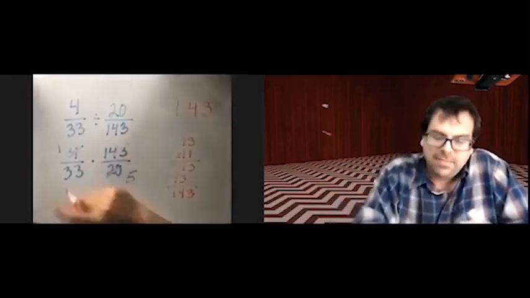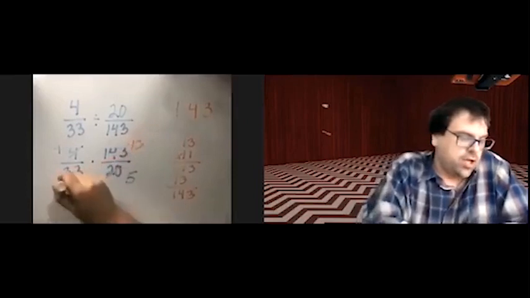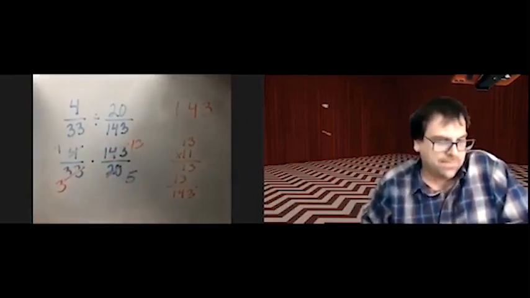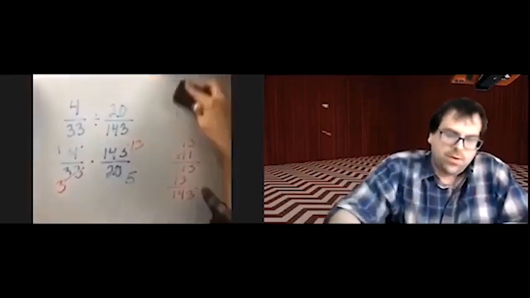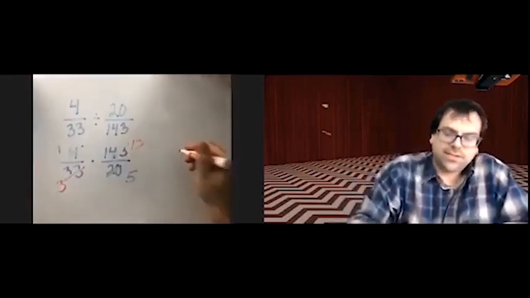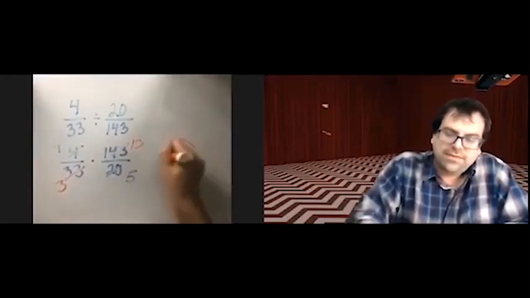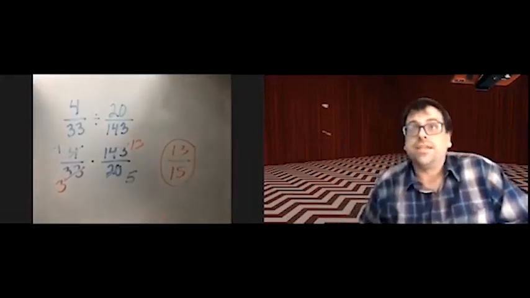143 divided by 11 is 13. 33 divided by 11 is 3. 1 times 13 is 13. 3 times 5 is 15. 13 fifteenths.